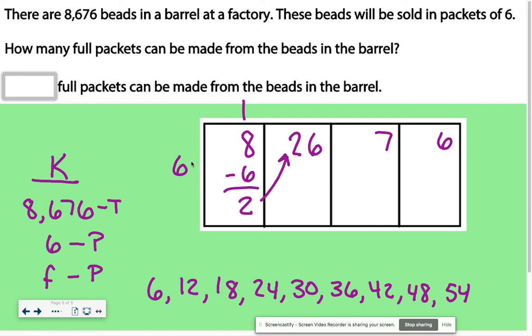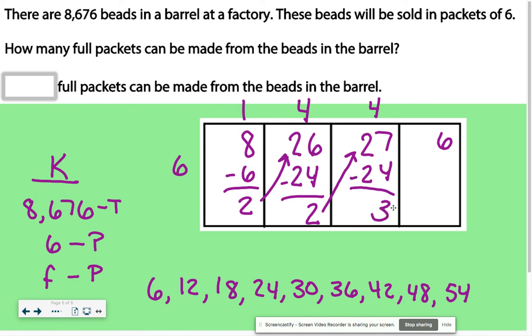How many 6s go into 26? We go all the way over, and that was 4 of them, which gave us 24. How many 6s go into 27? We go across. 24, 30. 24 is the biggest number we can get, so again, that's a 4. 4 times 6 is 24. We get 3 left over.